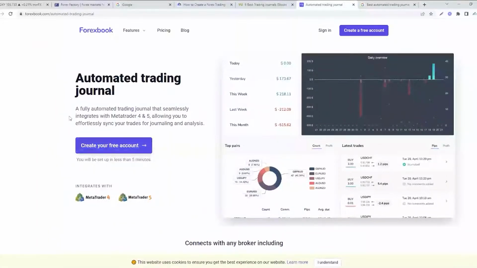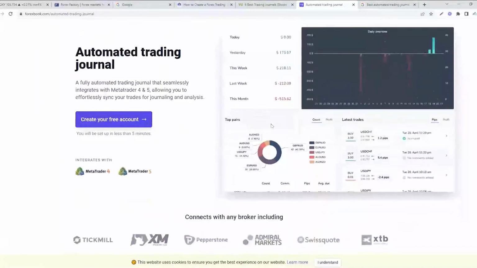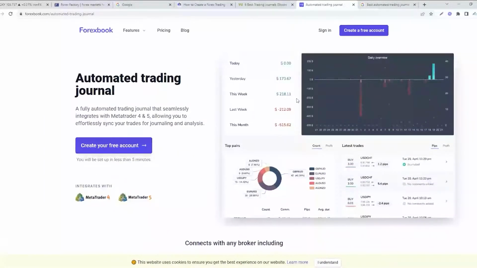So basically, this is a fully automated trading journal that seamlessly integrates with MetaTrader 4 and 5. You're able to sync all your trades for journaling and analysis as well. As you can see, this is the typical dashboard that you would see here on Forex Book. It'll give you your top pairs, the latest trades, when they were executed, when they were closed, and profits or losses in terms of pips as well. And you can toggle between pips and profit as well.